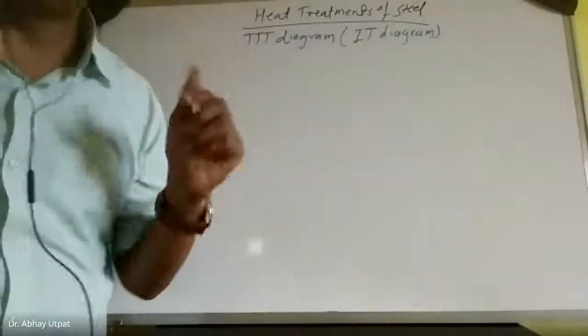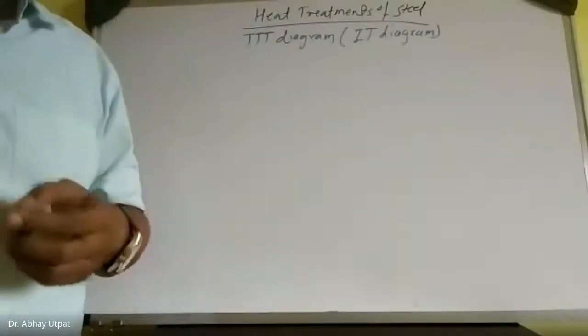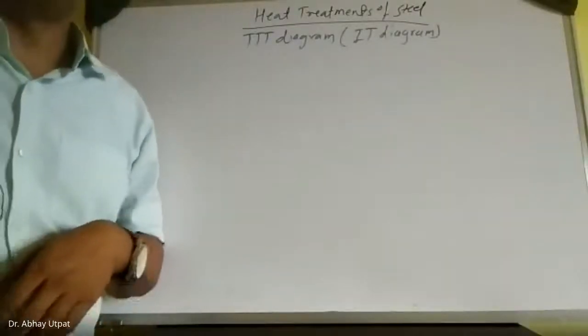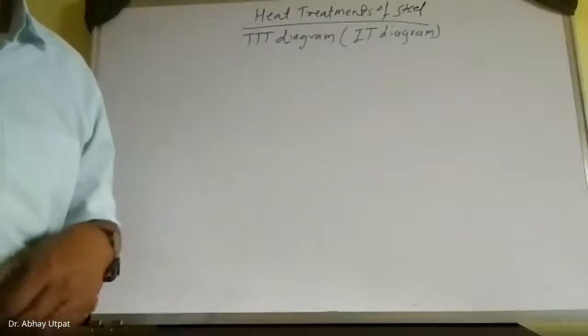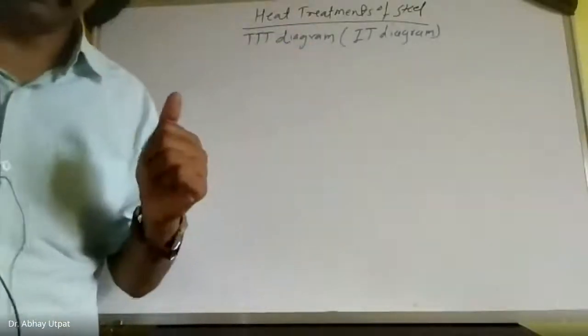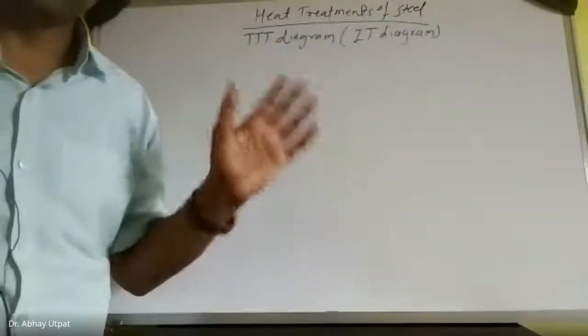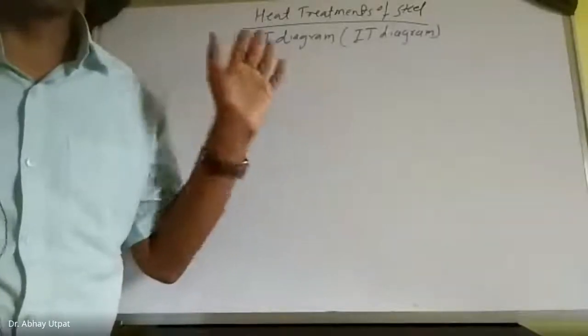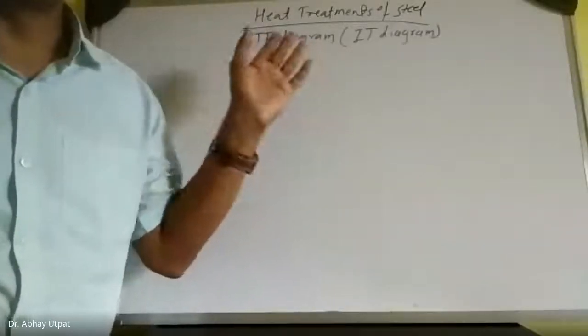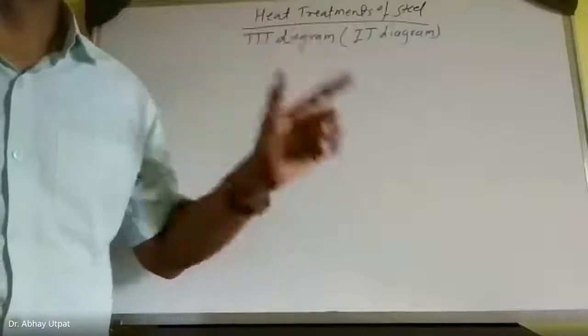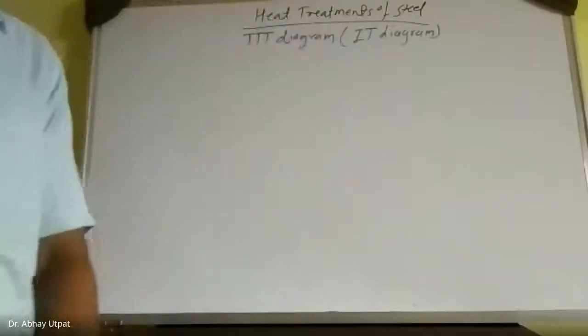Or only draw the self-explanatory stages of the following. Draw the TTT diagram and show all the phases, nomenclature, etc. Why it is called an IT diagram. All the things I am going to explain to you today. So today's lecture is again important because this diagram shows how different phases are produced.